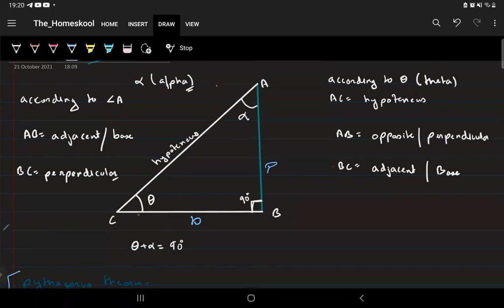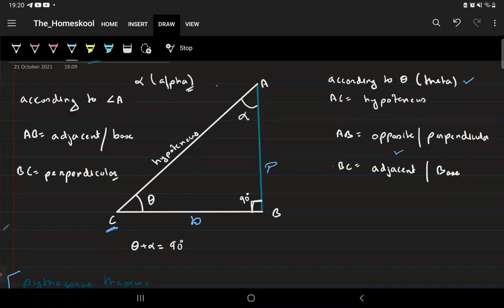For example, if angle C, which is theta, is your reference angle, then the opposite side will be AB. So this will be the perpendicular. I can say that according to theta, the reference angle, AB is your opposite and perpendicular, and BC is the adjacent side. This is the base. Irrespective of angle, the hypotenuse is going to be the same, AC only.